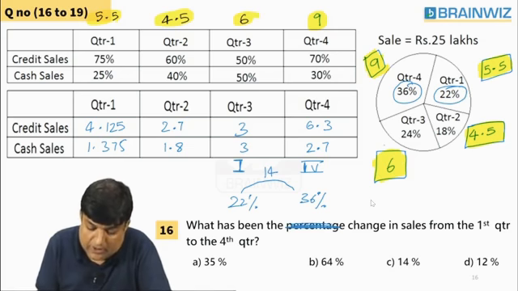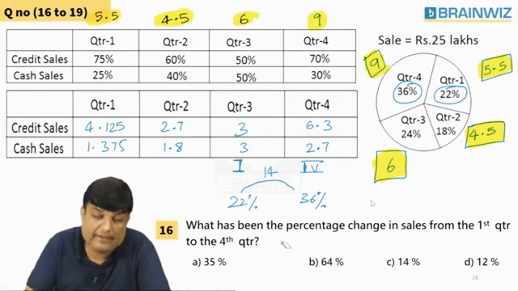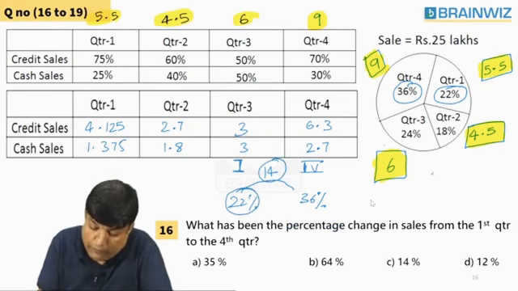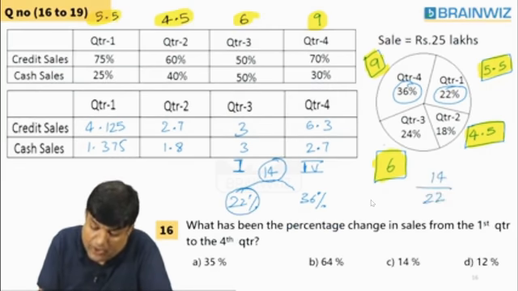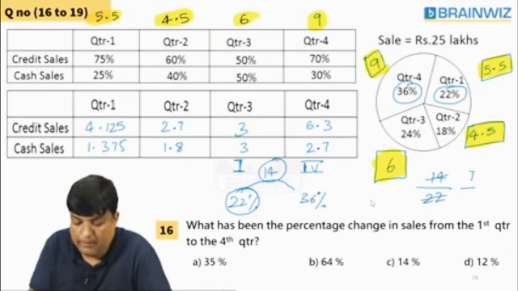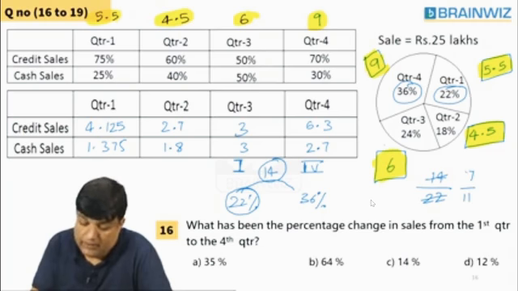If the word percentage is not given, what is the change? 14%, your answer is right. But the word percentage is given to you. So you have to calculate 14 per 22. Guys, you know what is 14 per 22? 7 by 11. I don't know 7 by 11, I know 1 by 11. 1 by 11 is 9 1 by 11.